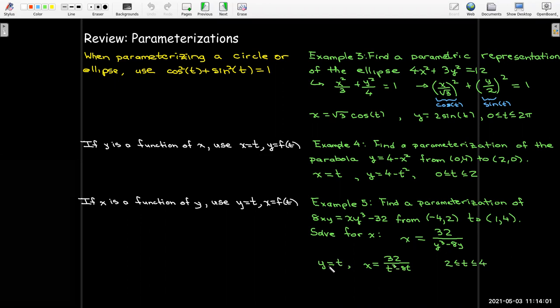And so I would have y equals t, x equals 32 over t cubed minus 8t, and t going from 2 to 4.